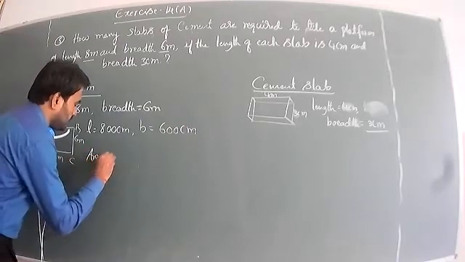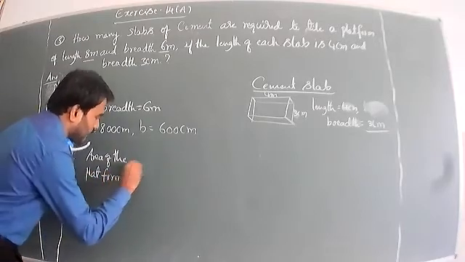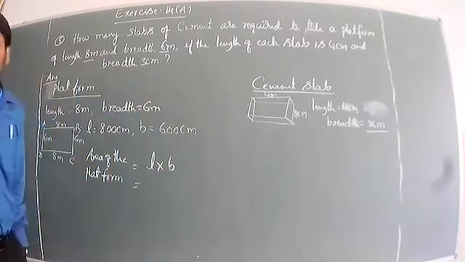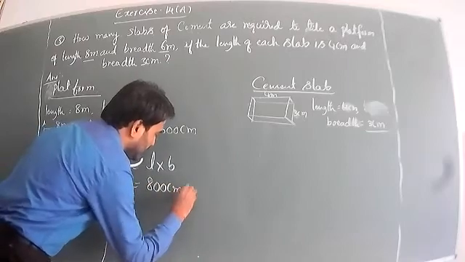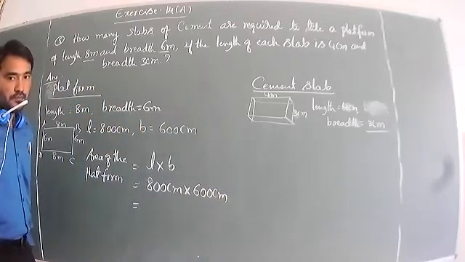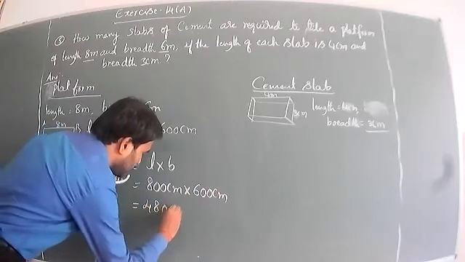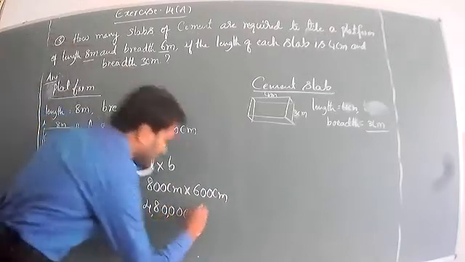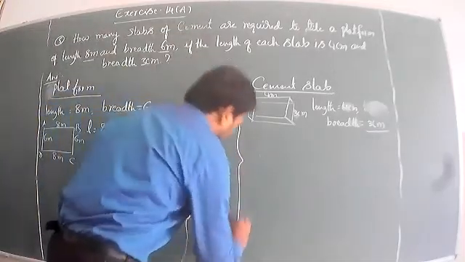Find out the area of the platform. The area of the platform equals L into B. L into B is 800 centimeter into 600 centimeter. 6 8s are 48, then four zeros, two zeros here and two zeros here. It equals 4,80,000 square centimeter.